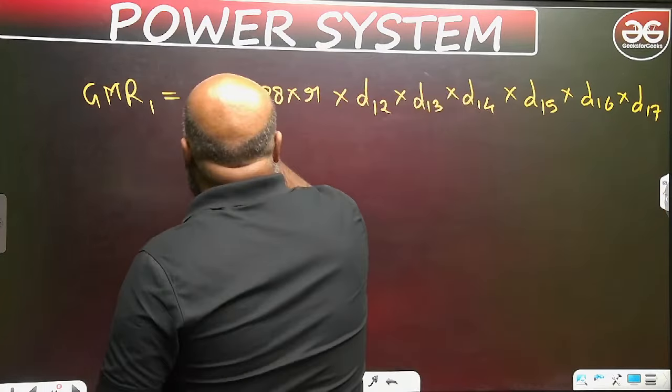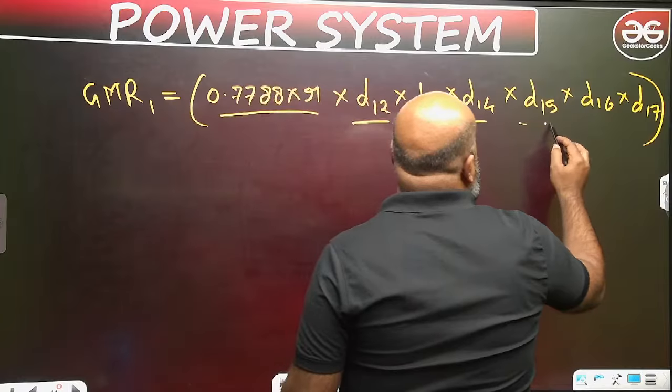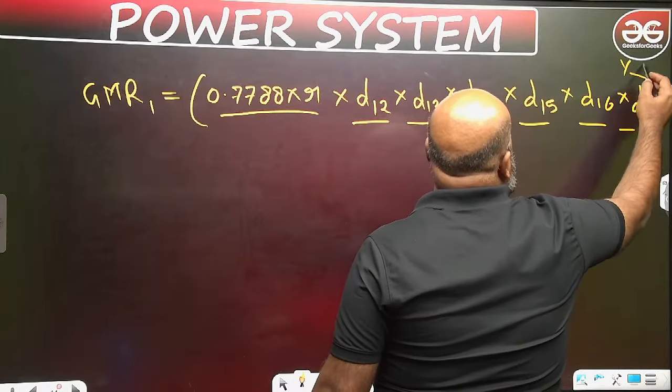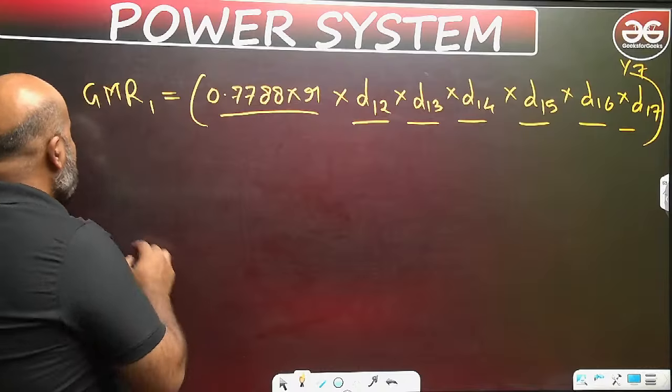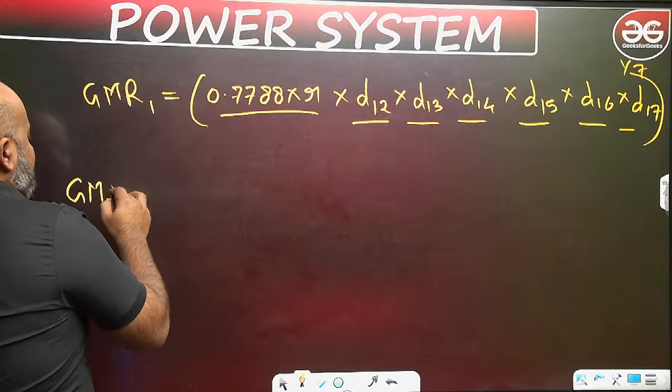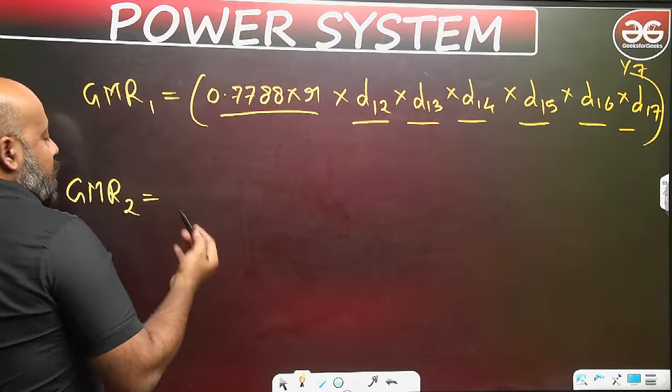How many distances? 1, 2, 3, 4, 5, 6, 7. What is the effective root? 1 by 7. GMR 1 we have calculated. You calculate any of the GMR 2 to 7, it is going to be the same.